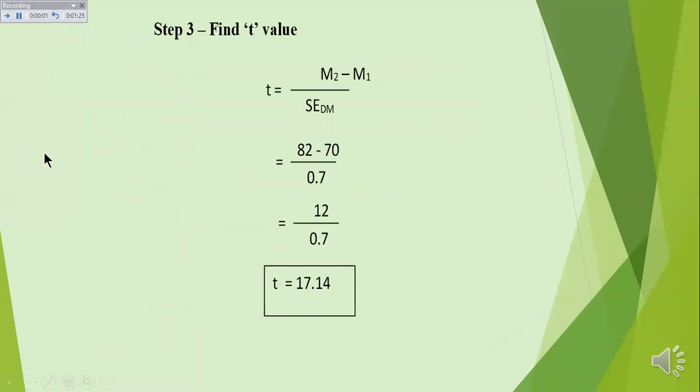Next, finding t value. Post-test mean minus pre-test mean divided by the difference between standard error of mean. And our t value is 17.14.